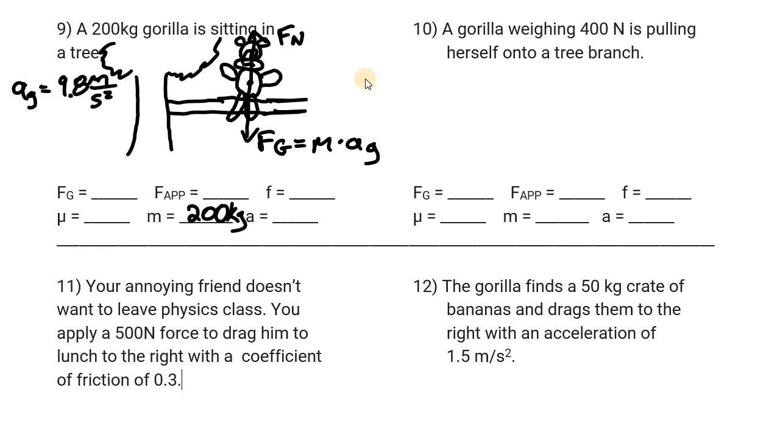Okay, so force due to gravity is mass times acceleration. What's the object's mass? Times acceleration. And what's 200 times 9.8? We have a force of 1960 newtons, and that is the force due to gravity. Okay, and that's this problem.